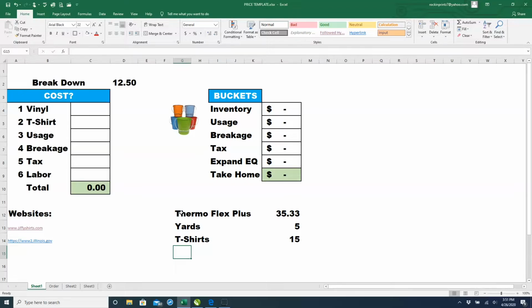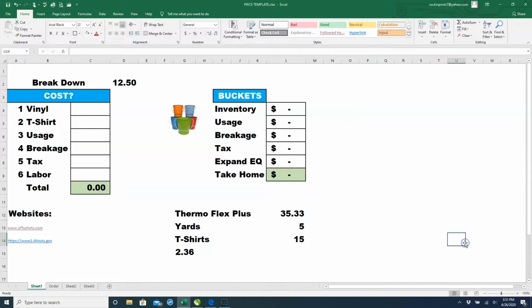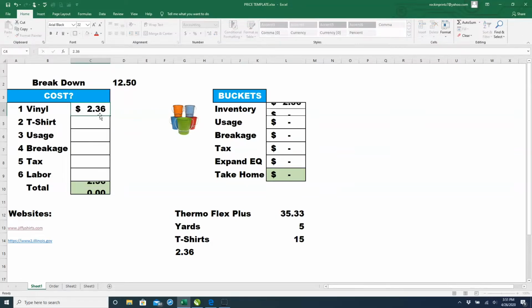So if you take 35.33 and divide that by 15, we'll just do the math right here. Equals $35.33 divided by 15. That's going to give me $2.36. Okay, so in our bucket here we can write $2.36. Now for a t-shirt, let's figure out how we're going to get a price for the t-shirt.